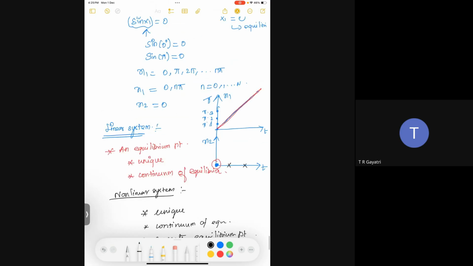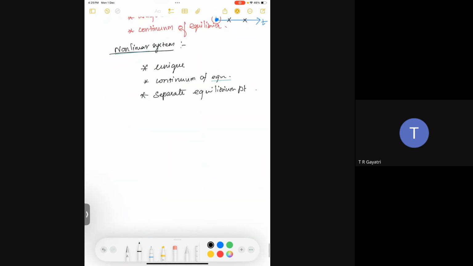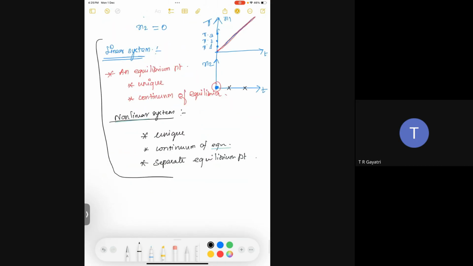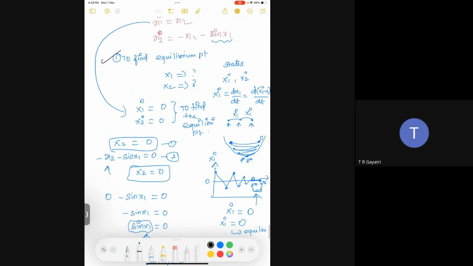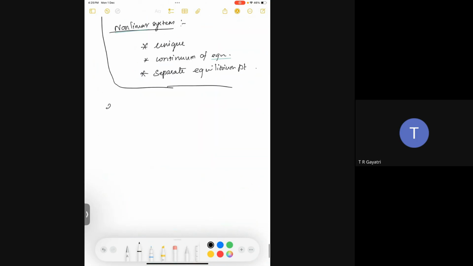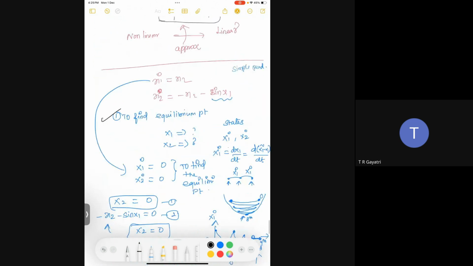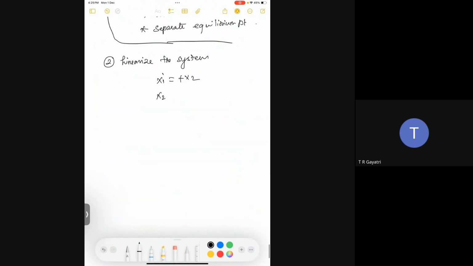Now, first we found the equilibrium point. This in-between concept we learned is not part of the steps. The first step is to find the equilibrium point. The second step is to linearize the system. What is the system? x1 dot equal to x2, x2 dot equal to minus x2 minus sine x1. This is the original system. We found the equilibrium point as x1 equal to 0, x2 equal to 0, comma n pi.